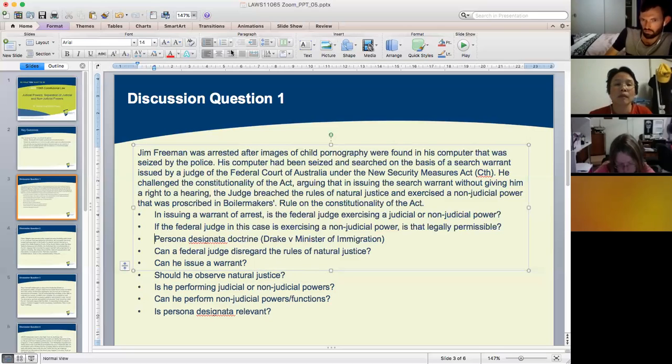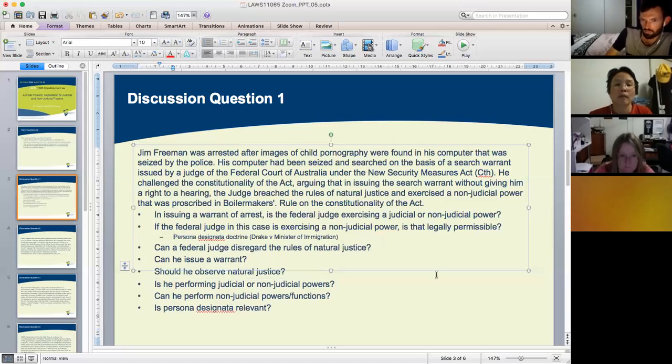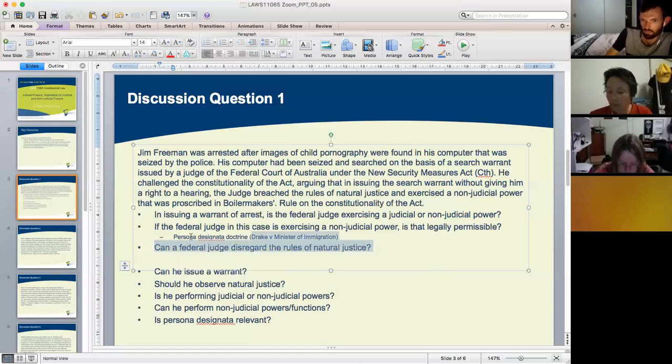Okay. So I'm just gonna separate the rest. So these are the three legal issues here. The third legal issue is, can a federal judge disregard the rules of natural justice? That seems to be pertinent. What do you think?